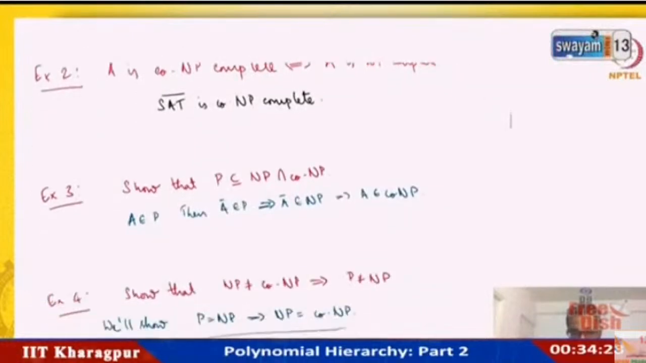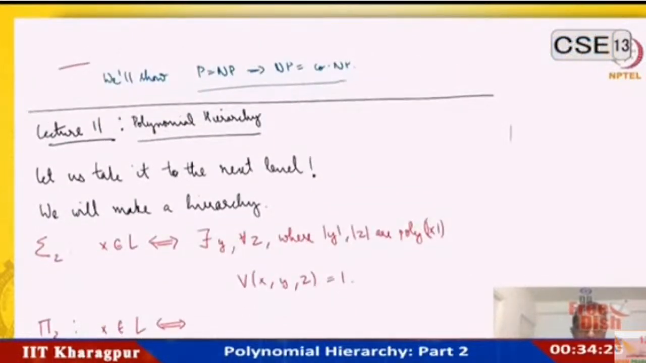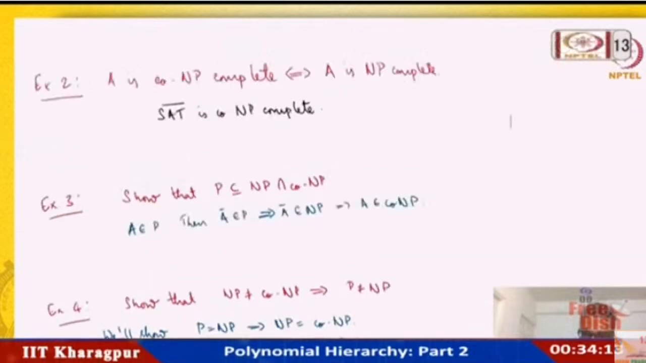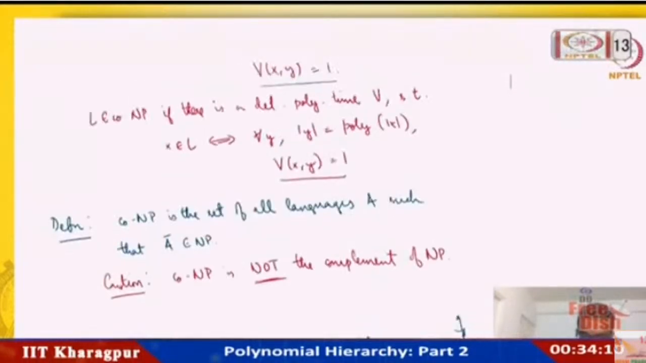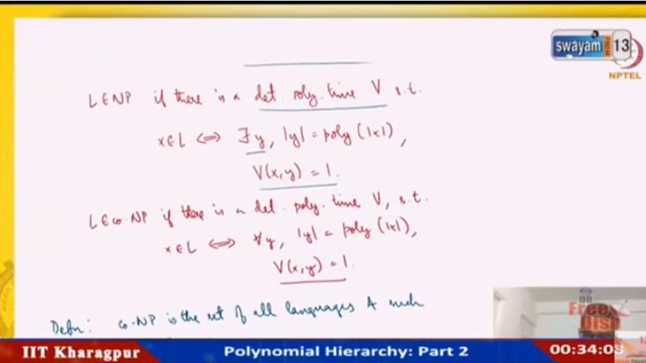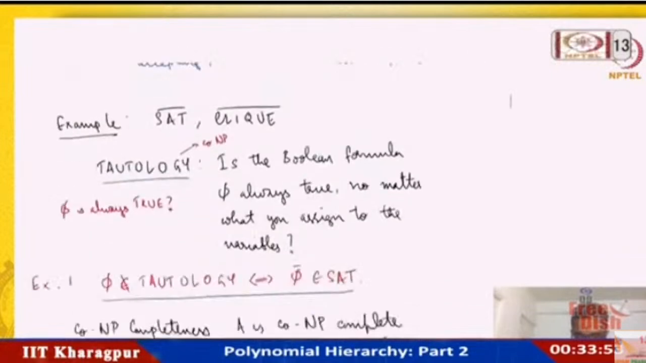So these are the two characterizations of coNP, and today in this lecture we are going to see how this notion can be generalized to form a hierarchy of sorts. This hierarchy is called the polynomial hierarchy. So let us try to take it to the next level. What do we have here? For NP we had the existential quantifier, there exists. For coNP we had for all. Now, can we combine these, and in what way can we combine these? Let's see.